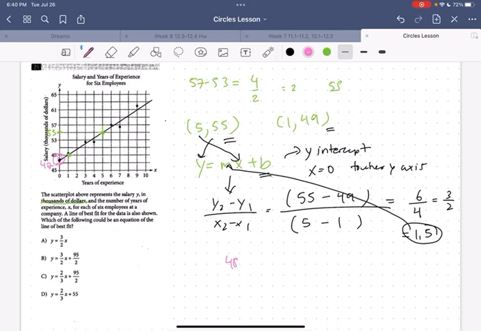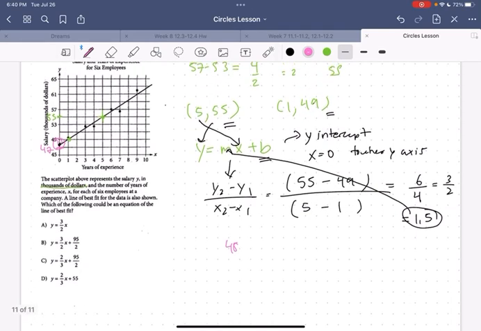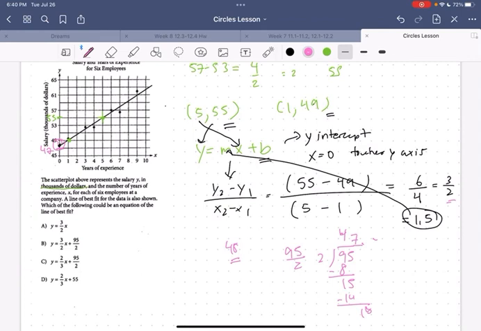Okay, looking at the answer choices, let's eliminate the answer choices. 95 over 2, let's figure out what that is. 95 over 2 is 2 times 4, 8, 1, 15, 2 times 7, 14, 1. So roughly 47 point some number, which makes sense with our rough estimate as well. Okay, so that means the correct answer has to be 3 over 2 x plus 95 over 2.